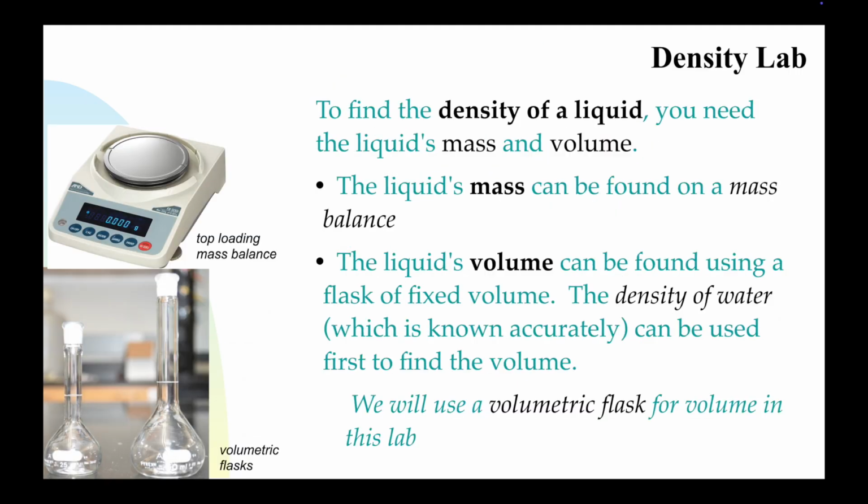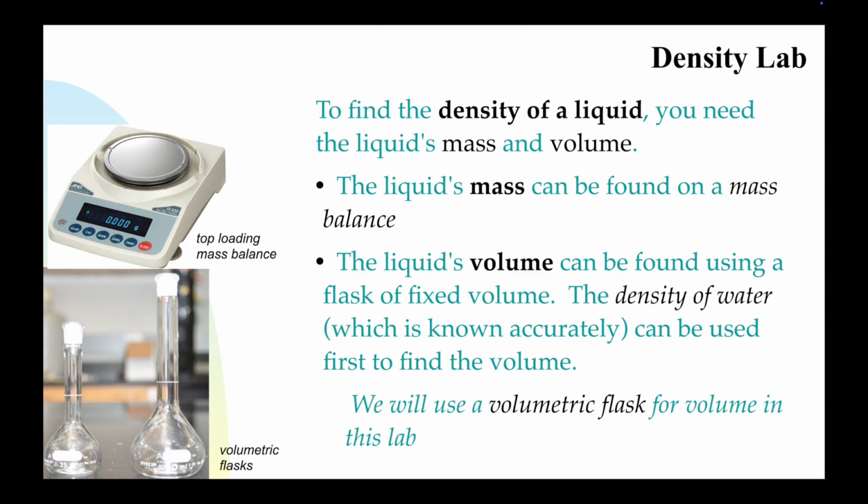Do whatever you want. In this lab, we would have used a combination of what's called a top-loading mass balance, and I've got a picture of one right there, as well as some way to measure the volume. And for the liquid part, we'd use those volumetric flasks. So we'd find the mass through the balance, the volume through some kind of a volumetric flask, and from there you can take the mass divided by the volume and you're good to go. To find the density of the liquid, of course, you need the mass and the volume.